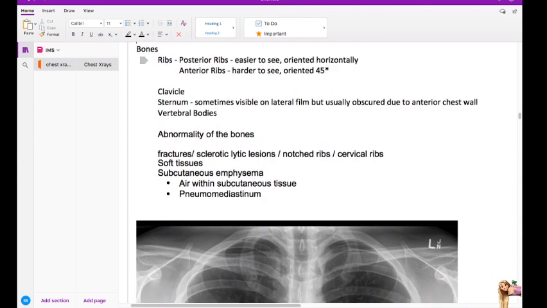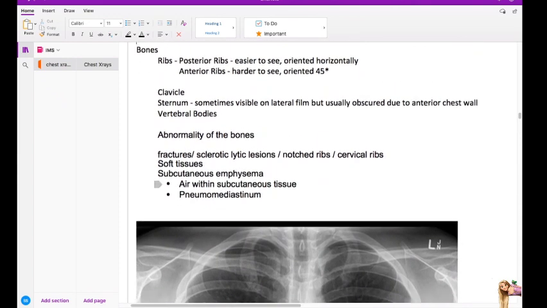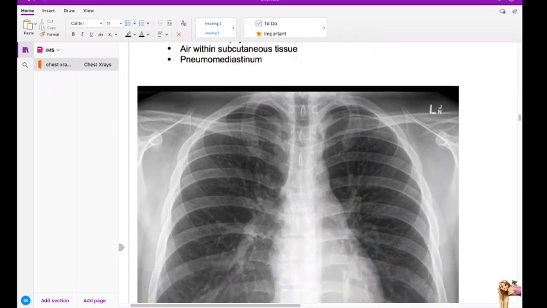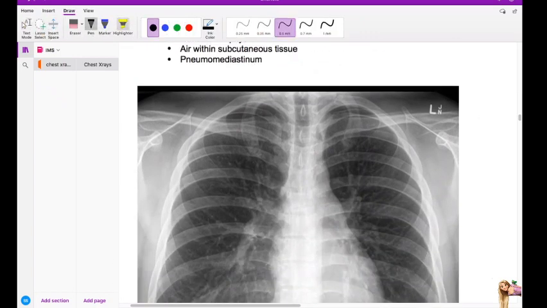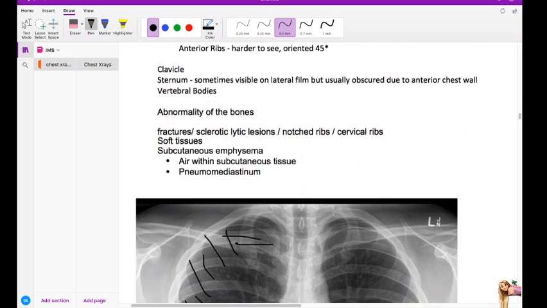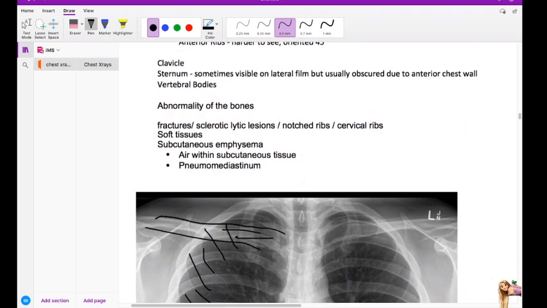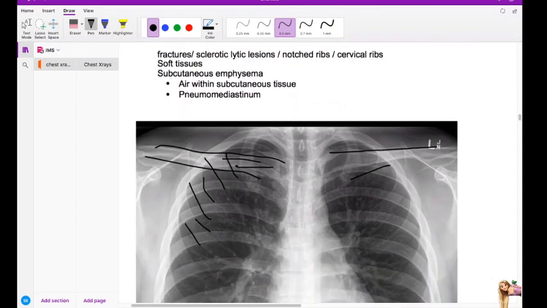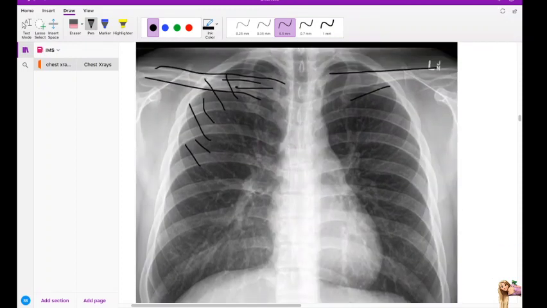Bones, we look at the ribs, the posterior ribs and the anterior ribs. The posterior ribs are more horizontal, so they're easier to see. The anterior ribs are oriented at 45 degrees, and they're more translucent. Then we look at the clavicle for any fracture. Then we look at each individual vertebra. In a good quality X-ray, you'll be able to see the vertebrae through the cardiac shadow. So you can probably see if there's some infection or some thickening.